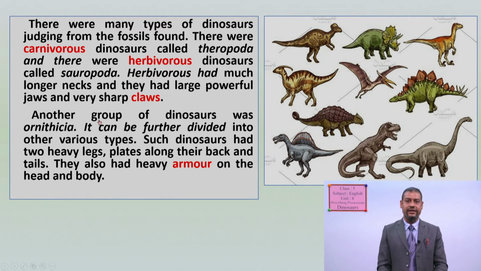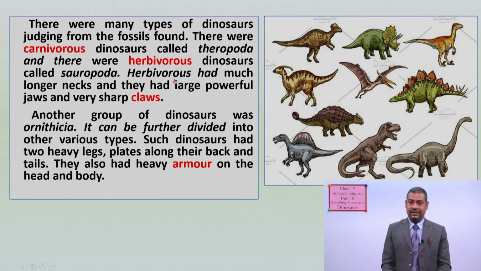Now another paragraph. Another group of dinosaurs was Ornithischia. It can be further divided into other various types. Such dinosaurs had two heavy legs, plates along their back and tails. They also had heavy armor on the head and body.